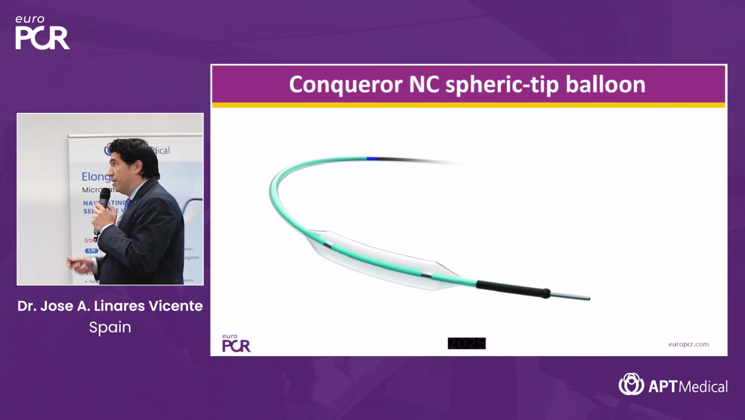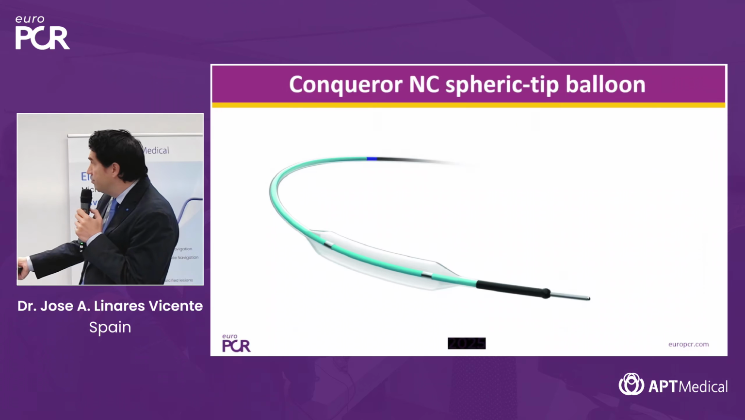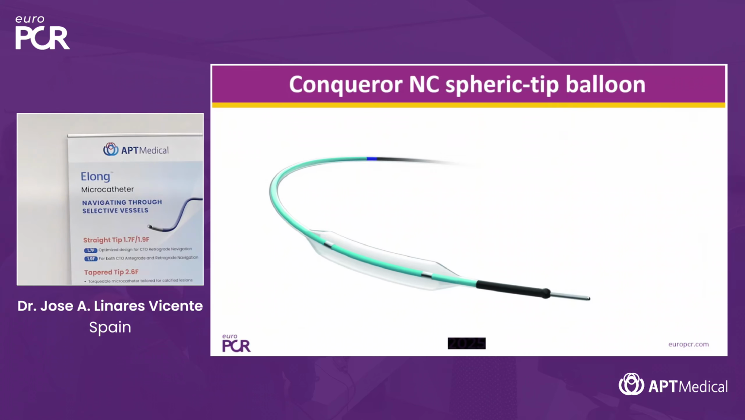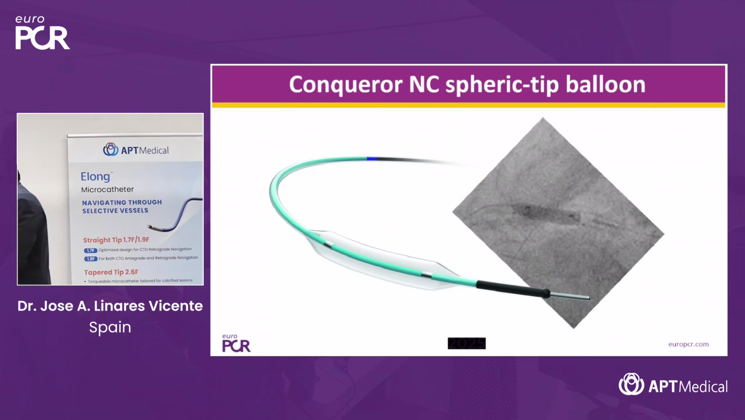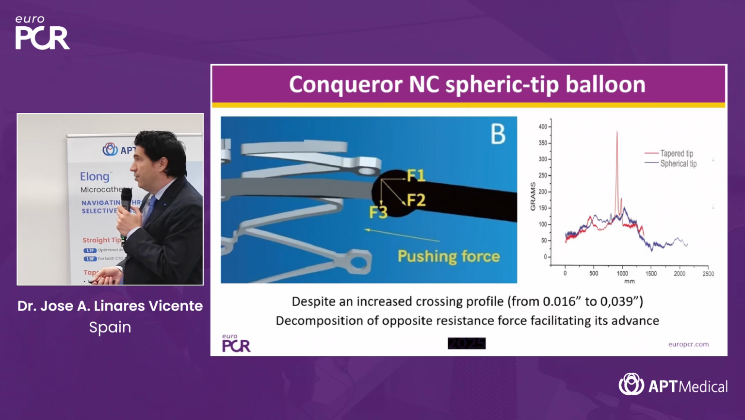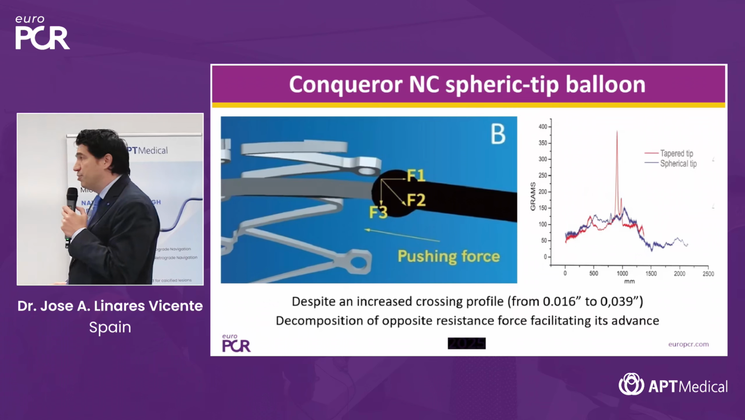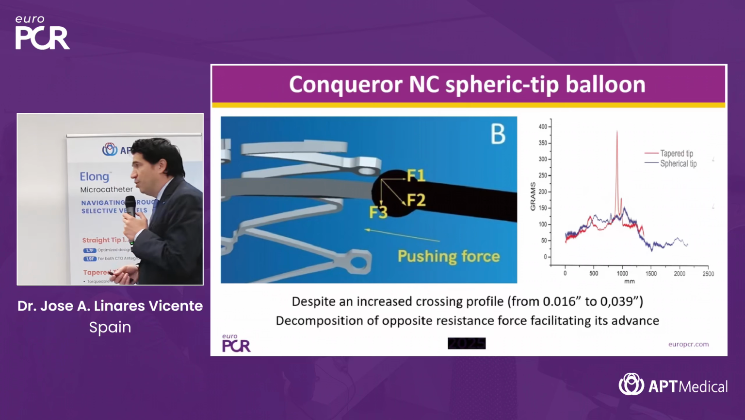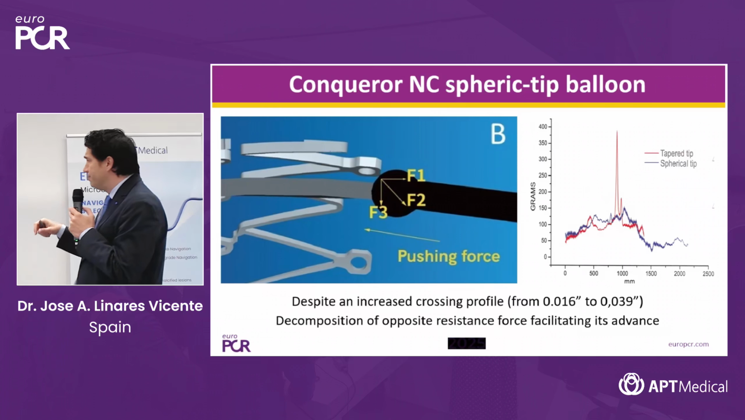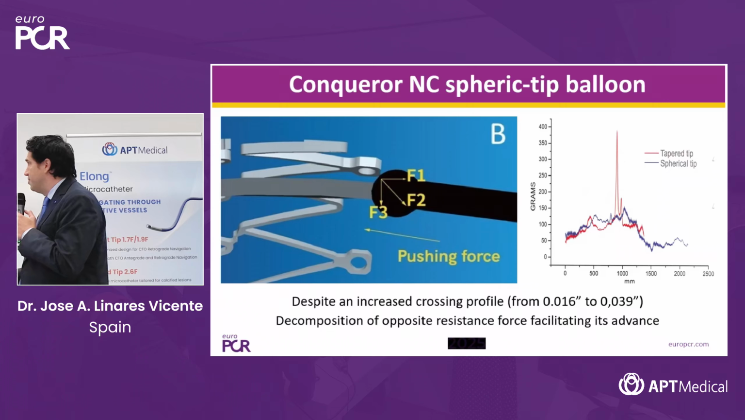And the CONQUEROR NC balloon has an innovative design based on a spherical tip, as you can see here. It's a particular visualization in fluoroscopy. And what does this spherical tip do? Well, despite an increased crossing profile, the spherical tip causes a decomposition of the opposing resistance force, facilitating the advance of the device into the stents.